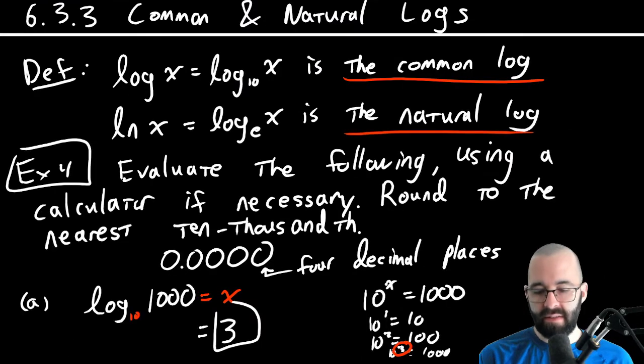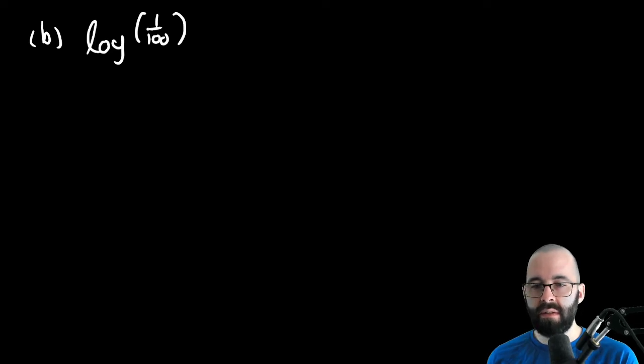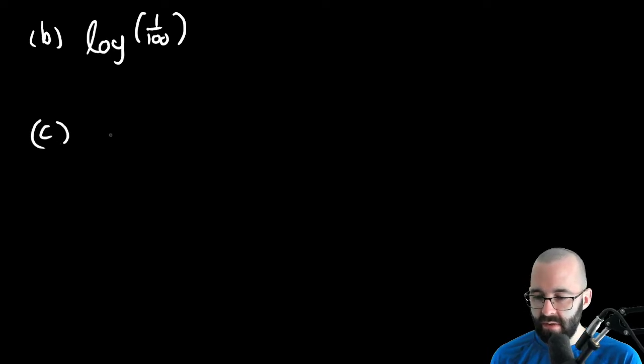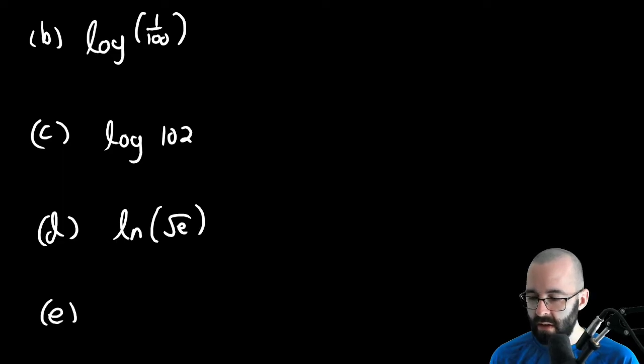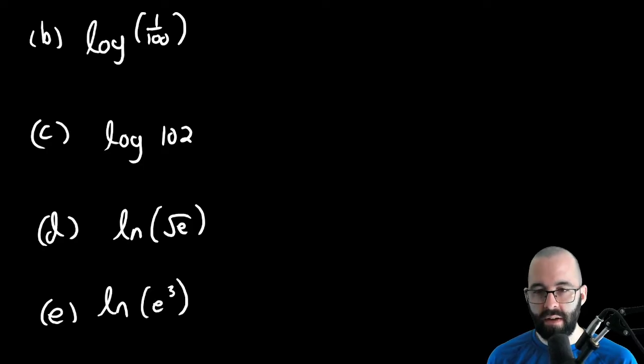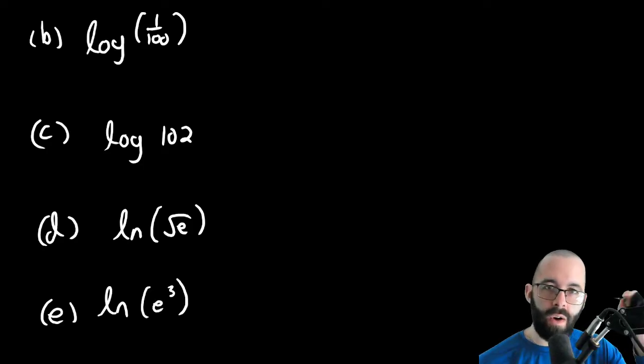All right. Let's do some more. Part B. Common log of 1 over 100. In fact, I'm going to write down a bunch of problems. I would recommend pausing the video, trying to just do these on your own, okay? I think you can. I think you're capable. Common log of 1 over 100, common log of 10 squared, the natural log of the square root of e, and the natural log of e cubed. Pause the video now.